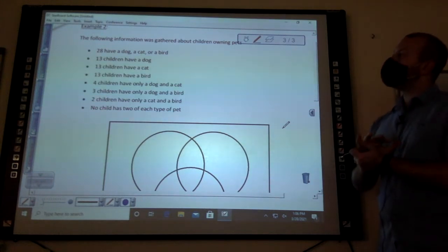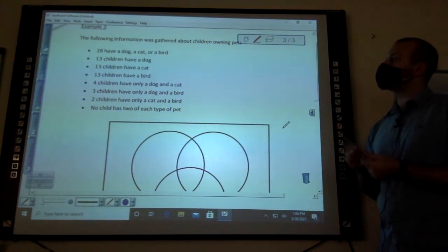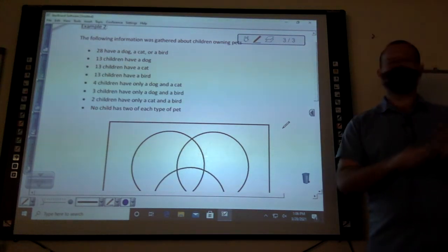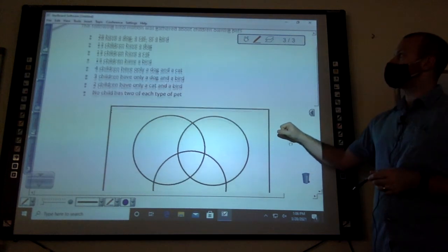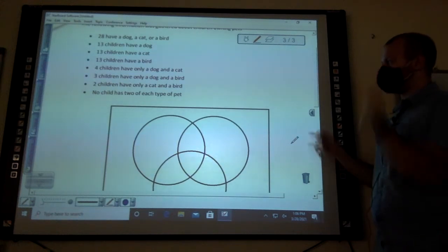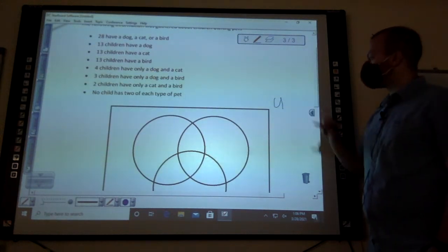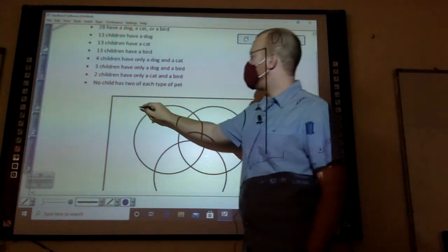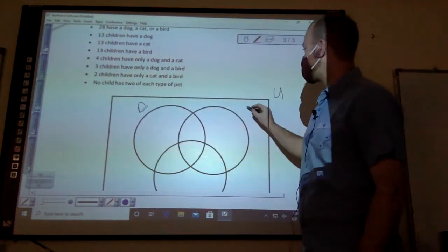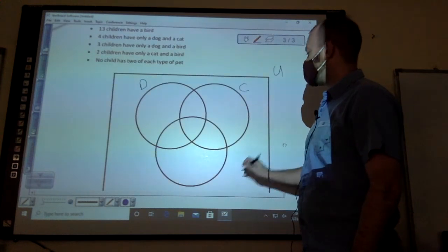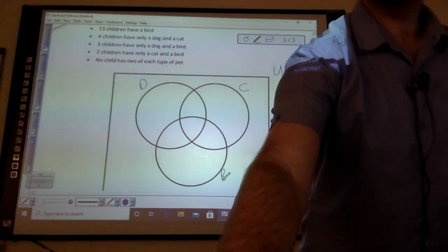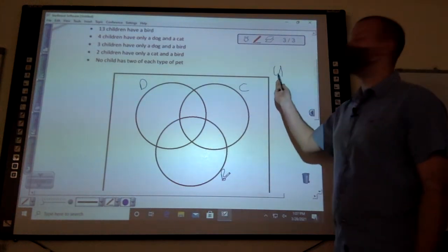So this is the information. It's talking about children owning cats, dogs, or birds. And we want to organize these into their different sets. So we'll start off, just label some of these. So we've got the universal set. I'll put dogs, cats, and birds. U, universal set.